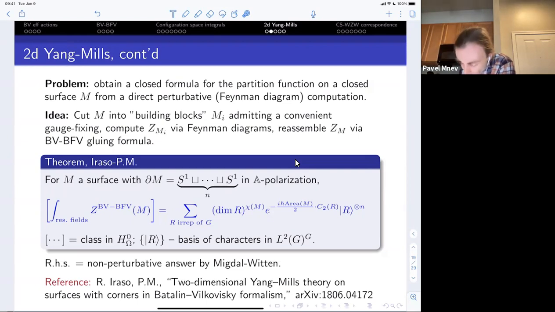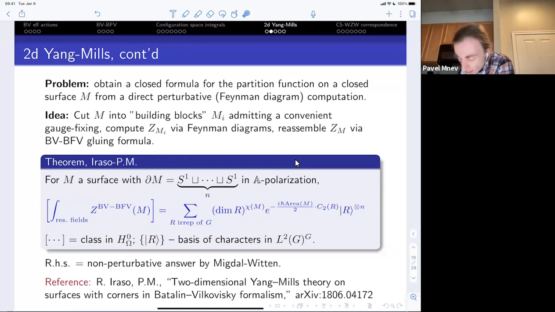And then the statement that we obtained is that one can do that. For either a closed surface or a surface with boundary given by a bunch of circles in A polarization, we can assemble these building blocks into a partition function for the whole surface. Then it will depend on residual fields. We need to take the BV integral over residual fields, and then transition to a class in the cohomology of the space of states for the boundary circles. That's denoted by these square brackets here.